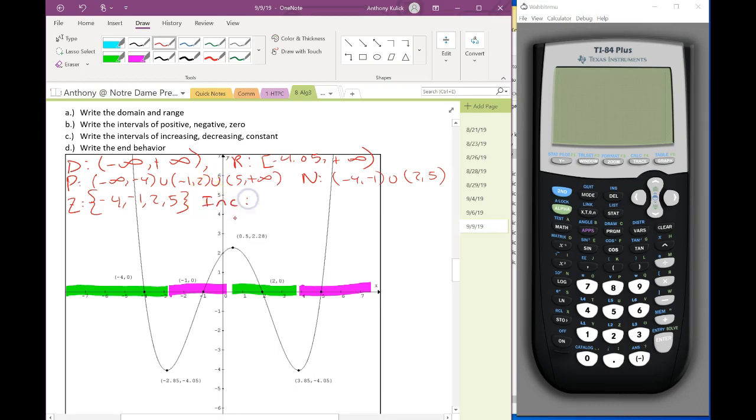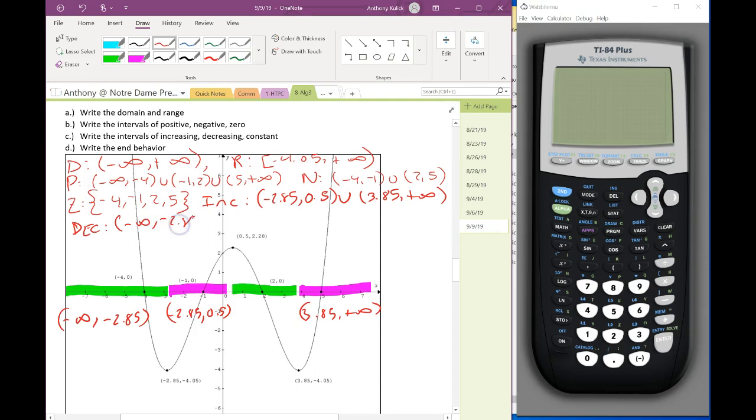So my increasing goes from -2.85 to 0.5. And then again from 3.85 to positive infinity. And then I'm decreasing from negative infinity up to negative 2.85. And then 0.5 to 3.85.